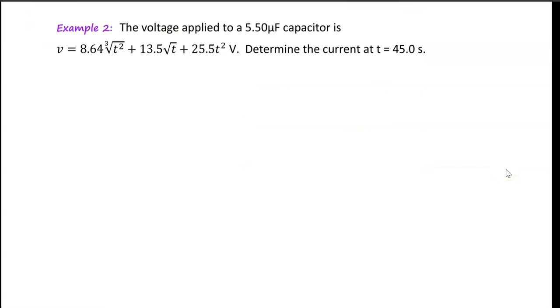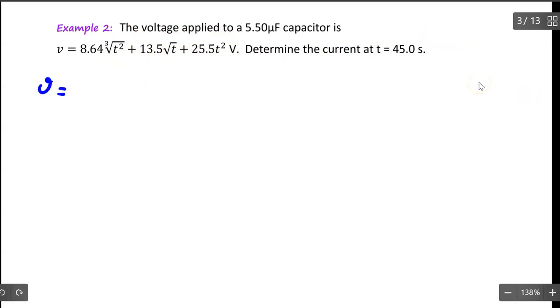And this one also talks about determining the current, even though it doesn't say instantaneous current, but it's in fact a small letter i, so it's instantaneous current. So the first thing you want to do in this question is take the derivative of the voltage with respect to time. Before I do that, I see quite a lot of radical expressions here, so I want to change those into exponents.